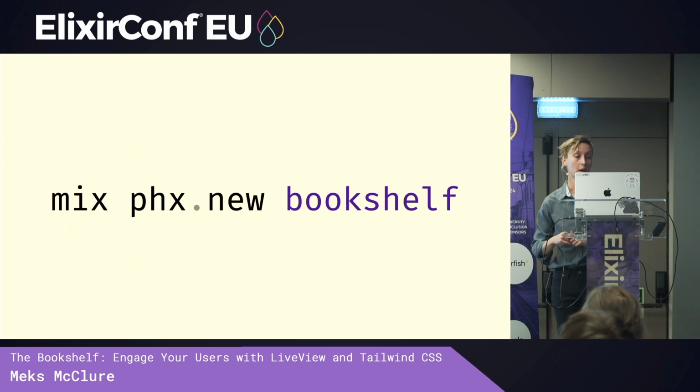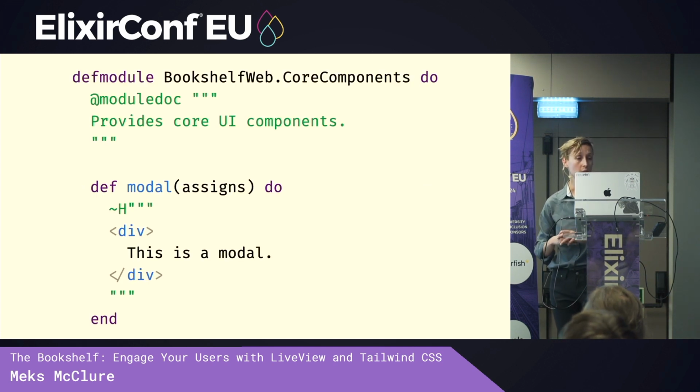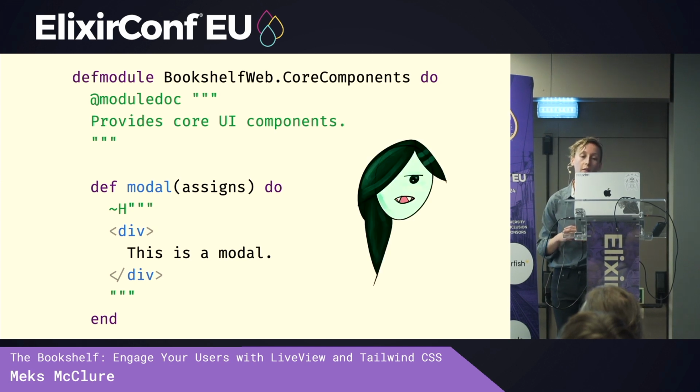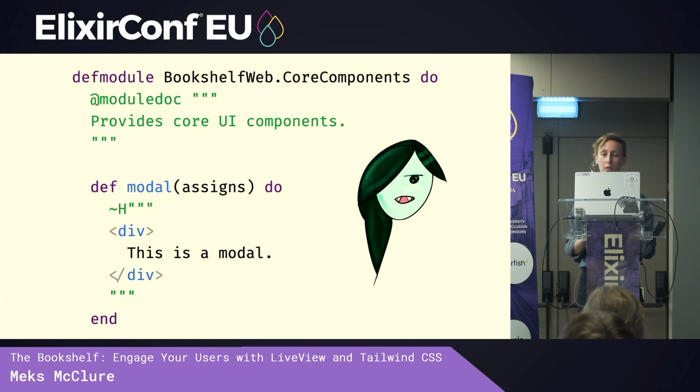So she spins up a new project called Bookshelf and takes a look at what all is generated by the mix command. She makes a mental note of an interesting file called core components, which has functions like icon, button, modal, and she thinks to herself, it'll be good to either implement these or refer to them when I'm writing my own, because I trust the creators of Phoenix to write clean code.